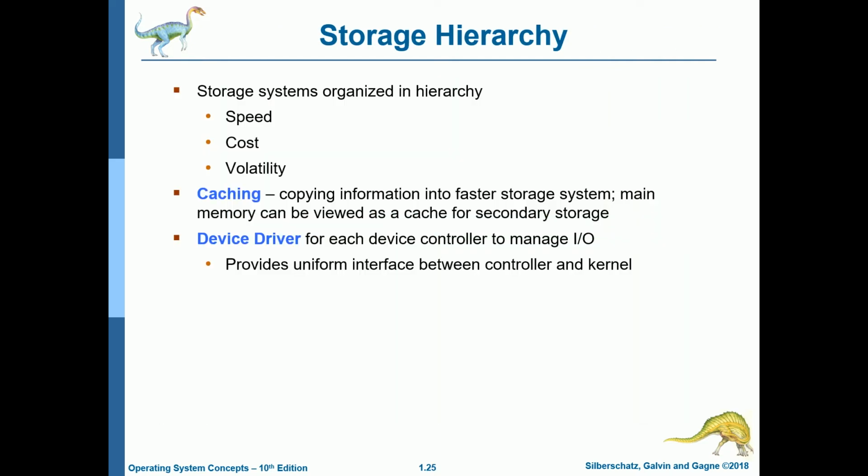Looking at storage a little further, there are different classifications of storage, and this really depends on the speed, the cost, and its volatility. Caching is a verb that we use commonly for basically copying information into a faster storage system. Main memory can be viewed as the cache for your secondary storage, because your main memory is faster than your hard drive. Now, along with that, you have device drivers that correspond to storage, and each one of those controls and manages the input and output of this storage. This basically provides a uniform interface between the controller and the kernel.